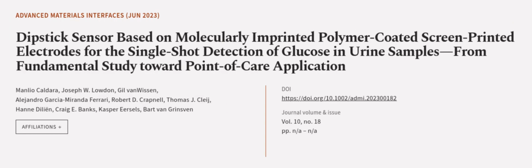This article was authored by Manlio Caldara, Joseph W. Lowdon, Gil vanWissen, and others.